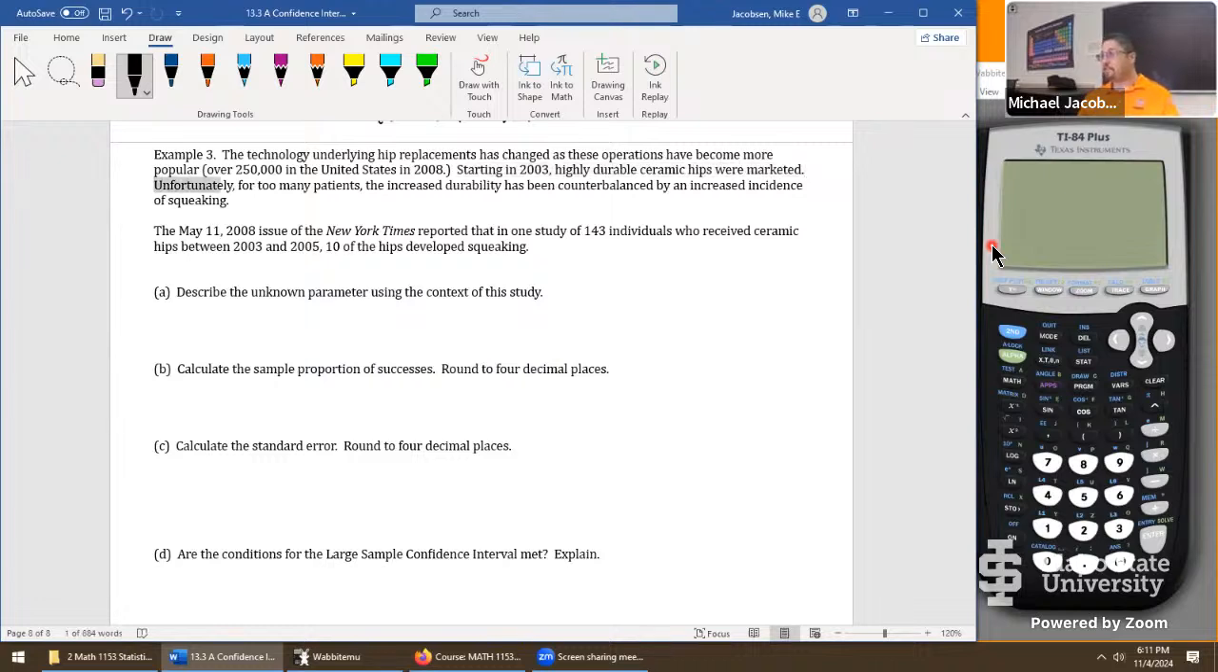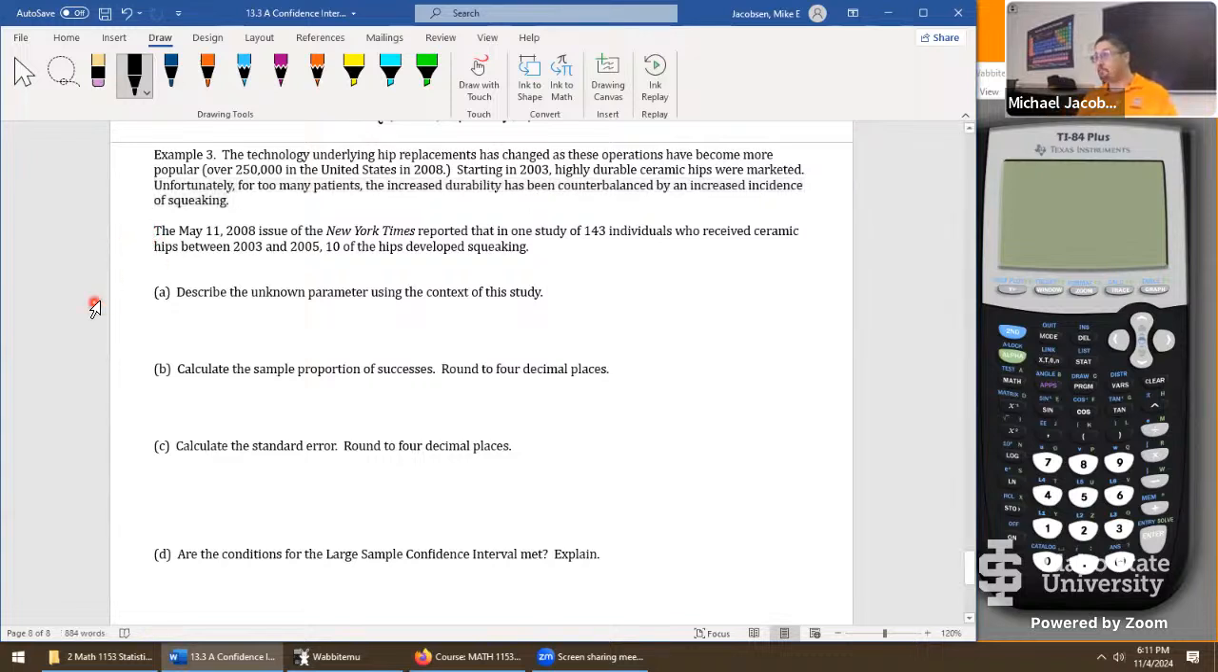But it says, unfortunately, for too many patients, increased durability has been counterbalanced by an increased incidence of squeaking. And you can imagine that that's funny at first, right? Until your grandma just loses it after bending over to grab a can, and just that squeaking over and over again could drive you crazy. So this is actually a pretty serious problem. You could have everything go right, but now you make weird sounds every time you move your hip in a weird way. People investigated this.